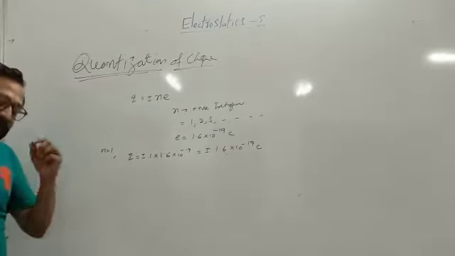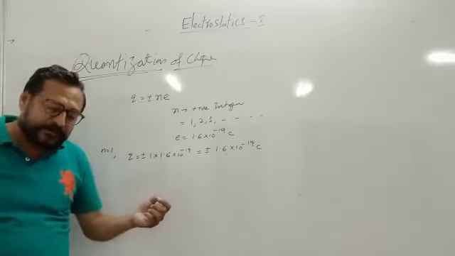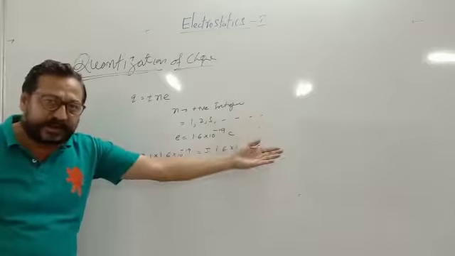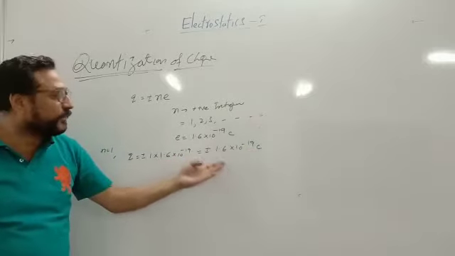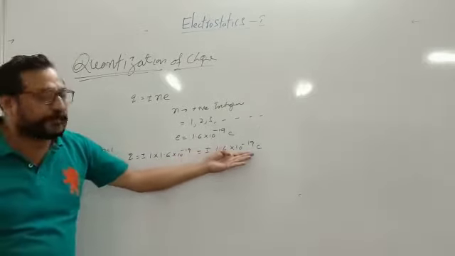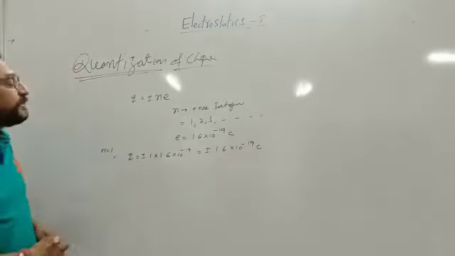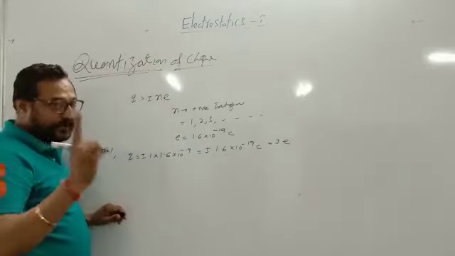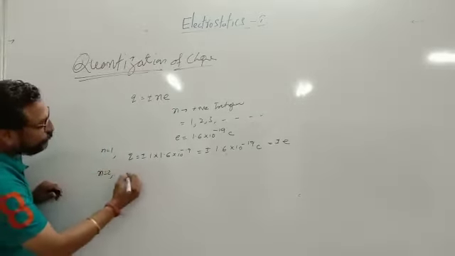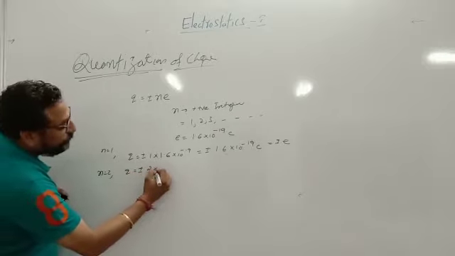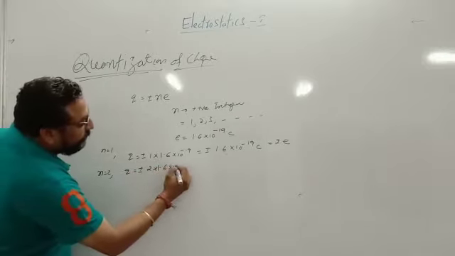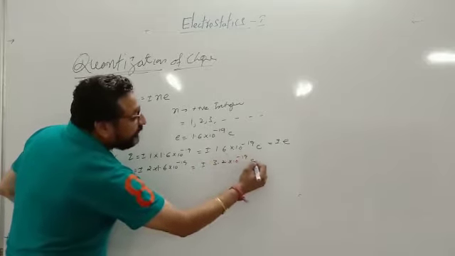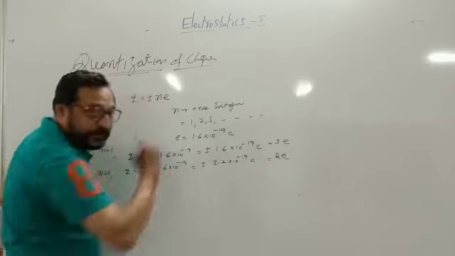That means when one electron leaves the body, that body is positively charged, 1.6 into 10 to the power of minus 19 coulomb. When electrons are taken in, the negative charge of the electron, then its charge is 1.6 into 10 to the power of minus 19 coulomb. It is equal to the charge of one electron. When N is equal to 2, then Q is equal to plus or minus 2 into 1.6 into 10 to the power of minus 19, which is 3.2 into 10 to the power of minus 19 coulomb. It is equal to twice of e.